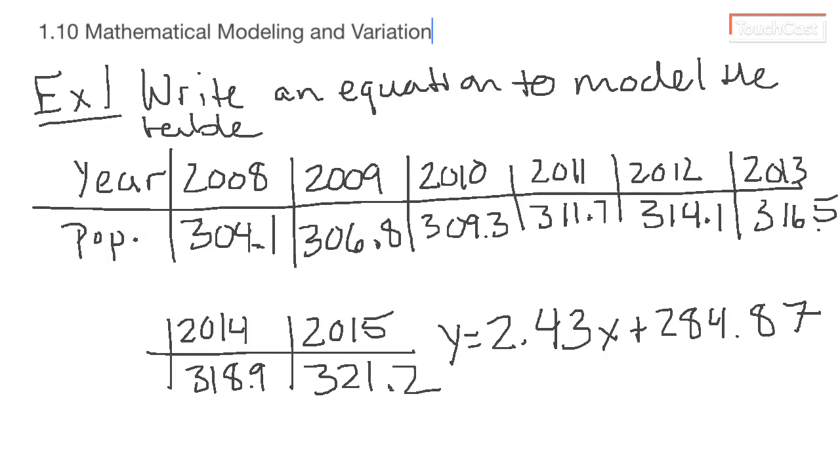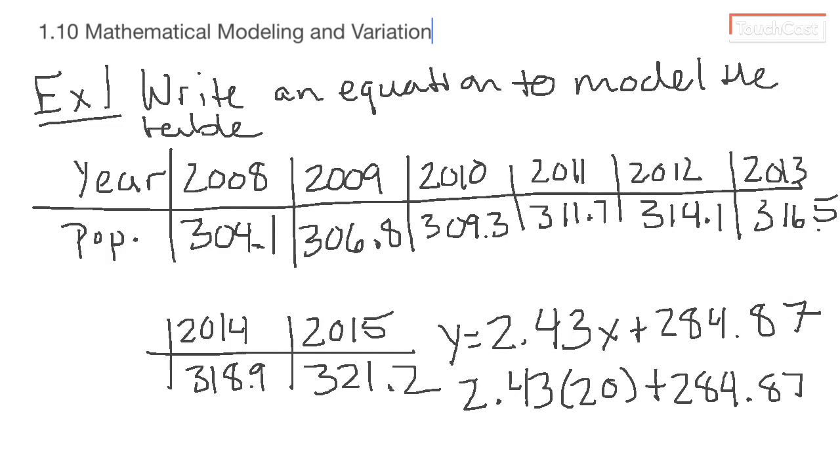Well, let's give that a try too. Let's say we want to predict what the population in the U.S. would be in the year 2020. All we would need to do is take our equation here and put 20 in for x. So we're going to have 2.43 times 20 plus 284.87. And I would say go ahead, use a calculator to figure out what this number is.